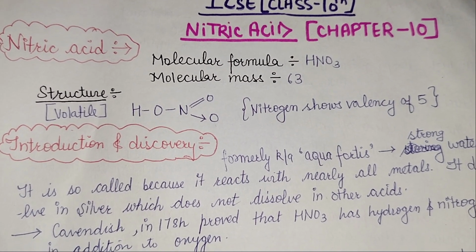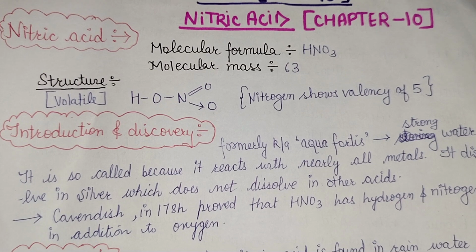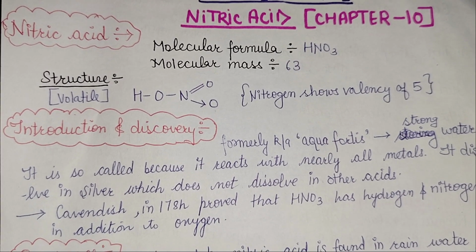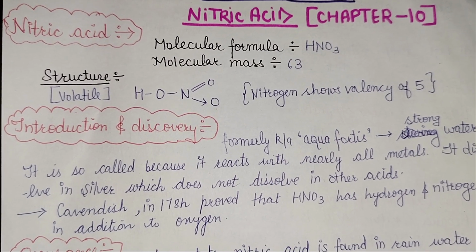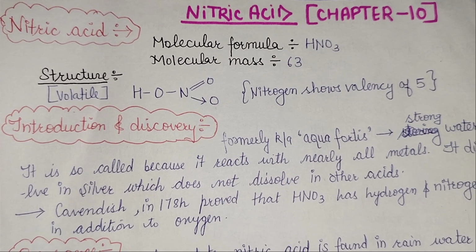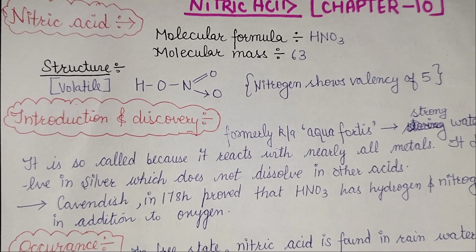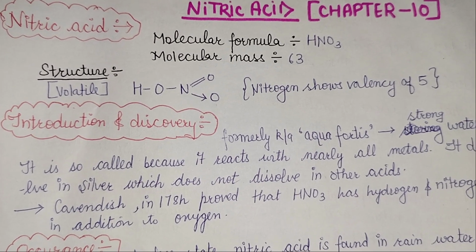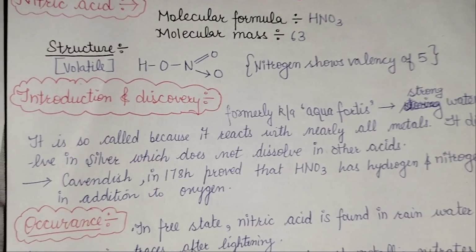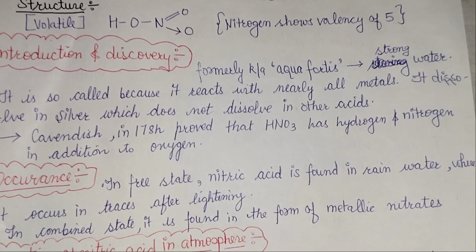Now come to nitric acid. The molecular formula of nitric acid is HNO3 and the molecular mass is 63. We all know that nitric acid is a volatile acid, and H2SO4 is a non-volatile acid. Now come to its introduction and discovery.